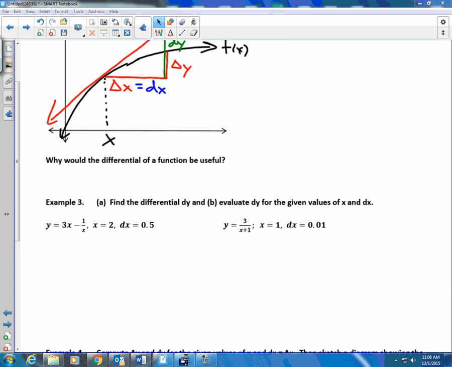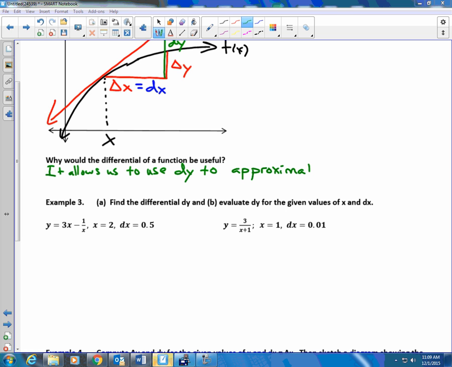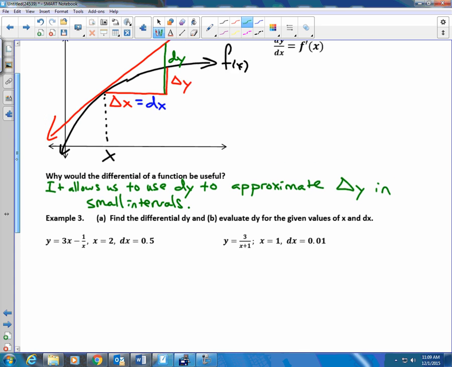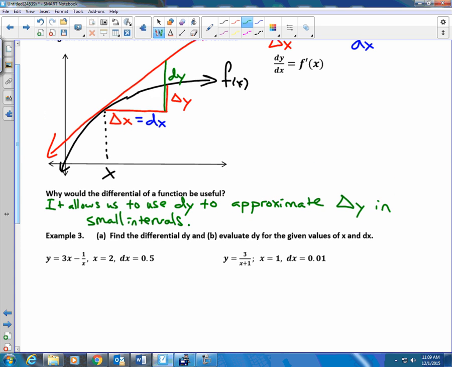So the question is, why would the differential of a function be useful? It allows us to use dy to approximate delta y in small intervals. So dy is a good approximation of delta y in close proximity. Okay.